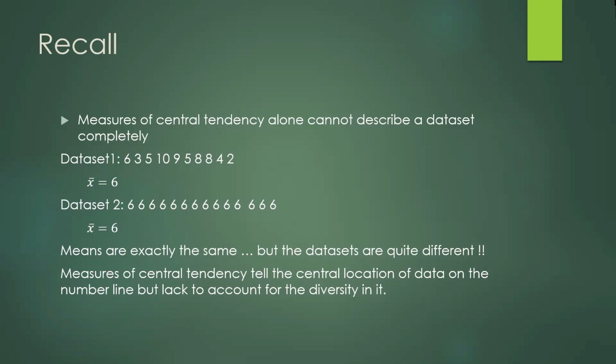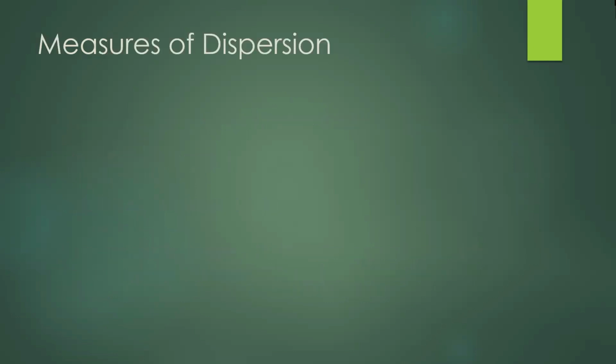It's entirely 6s. So for this reason, we need the measures of dispersion, so that we can completely describe a data set and not make this kind of incorrect conclusion about data sets. So what do these measures do? They basically measure how much diverse, dispersed, or spread out the data is.